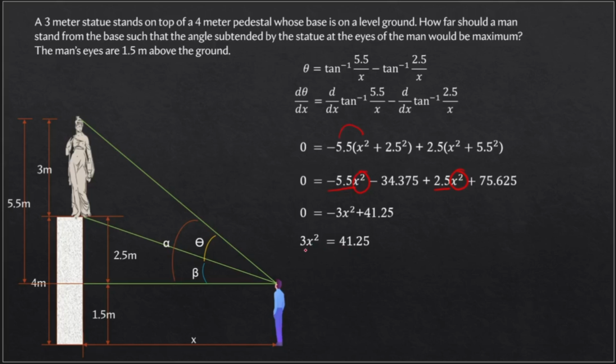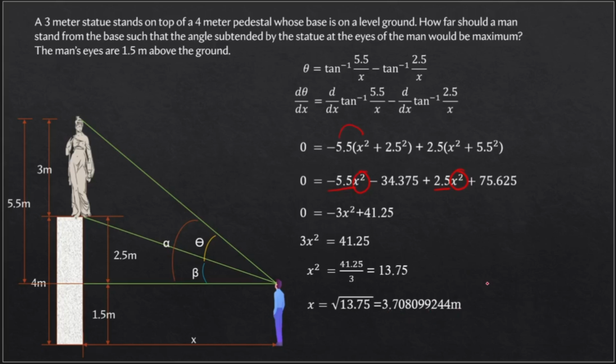And so dividing the two sides by 3, we have x squared equals 41.25 divided by 3. And then this is equal to 13.75. Therefore, taking the square root of the two sides, then we would have x equals square root of 13.75, which is approximately 3.708099244. Now this is in meters. So this is where the man should stand from the base to maximize the viewing angle. So this would be our answer.